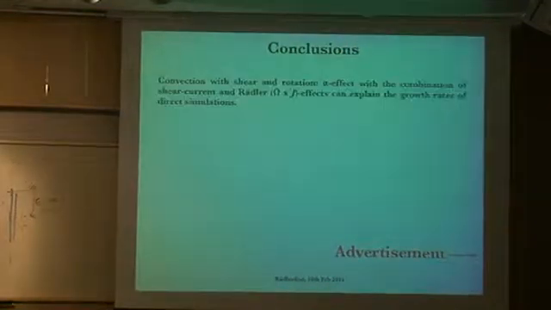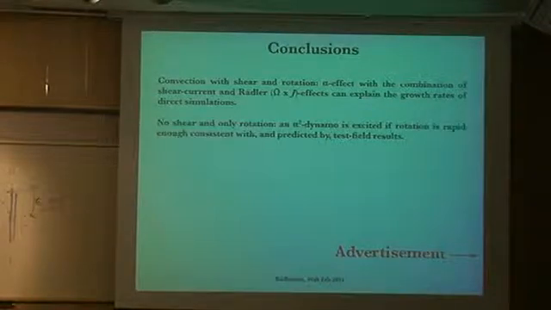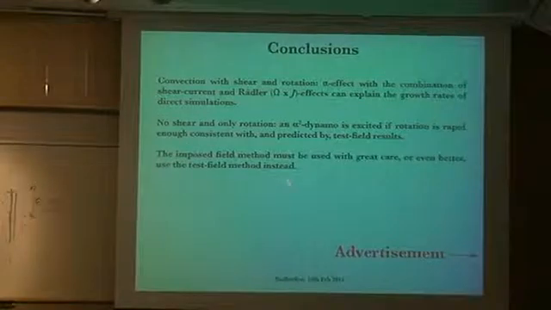And actually that was all I had. So we showed that you can get a large-scale dynamo in the presence of shear, and you need all the components of the alpha effect, the Rädler effect, and the shear-current effect to explain the simulation results. And then if rotation is rapid enough, we can also get an alpha squared dynamo. And this is consistent with and predicted by the test field results. And then you should use great care when using the imposed field method, or you should really use the test field method instead, which doesn't suffer from these issues.